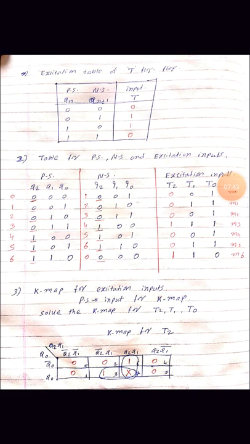Same up to present state 6. If present state is 6, next state is 0, and it is shown in binary. Here we are going to use 3 T flip-flops. So we take 3 outputs, capital Q2, capital Q1 and capital Q0.